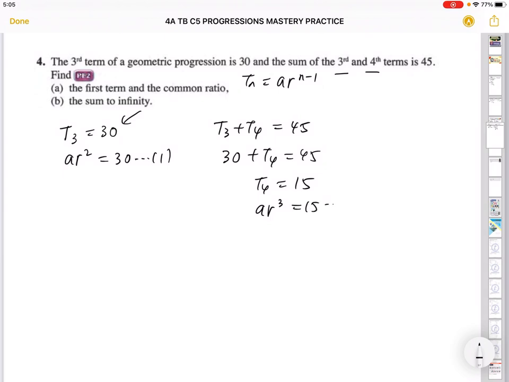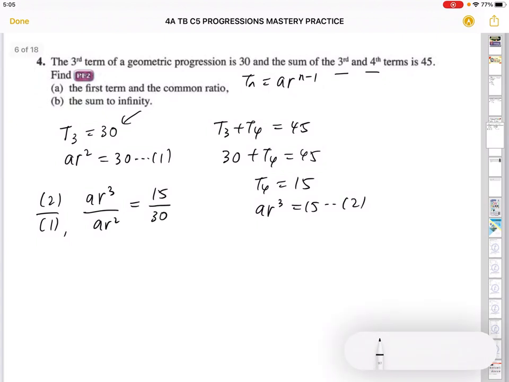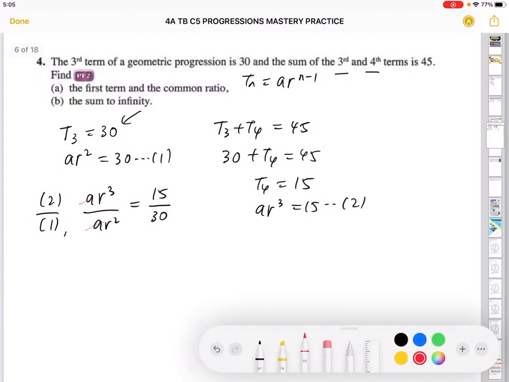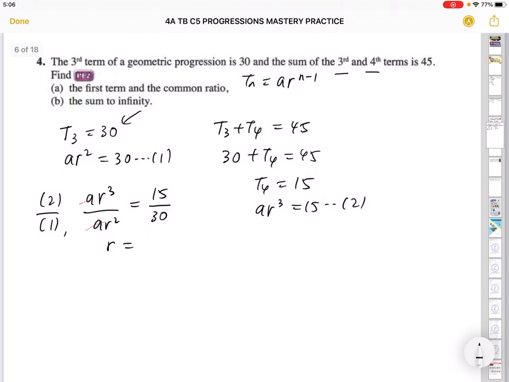This is 15. Now, for arithmetic, normally we just plus and minus to get rid of one of the unknowns. For geometric, we normally times or divide. By taking equation 2 divide equation 1. See, equation 2 is ar cubed. Equation 1 is ar squared. Equation 2, the value here is 15. Equation 1, you got 30 here. We can cancel the a. In fact, we can cancel the r as well. r cubed divided by r squared, you get a single r. 15 divided by 30. Well, your r is just half.